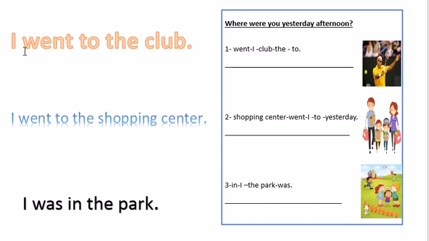Let's go to these examples. Where were you yesterday afternoon? Here we have to reorder the words. I went to the club. Number 2, we have here shopping center. Went I to yesterday. The answer will be I went to the shopping center. In I, the park was. I was in the park.